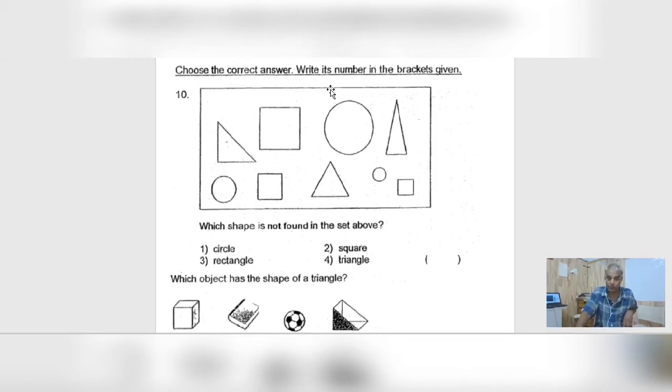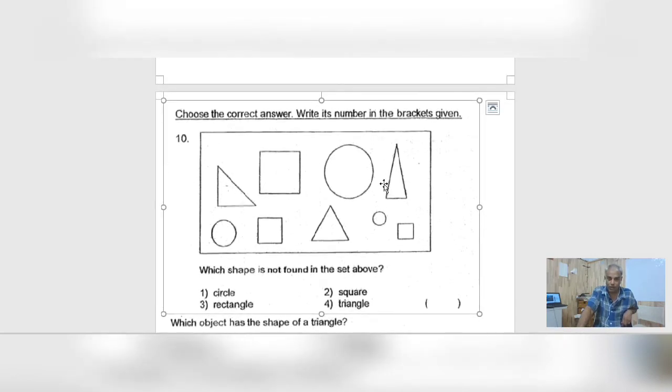So don't take this box, because this is a box, right? And these are the shapes, all right? So be careful with that, okay?